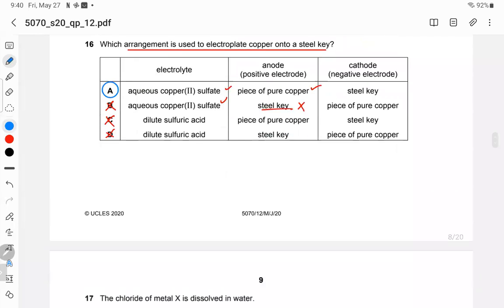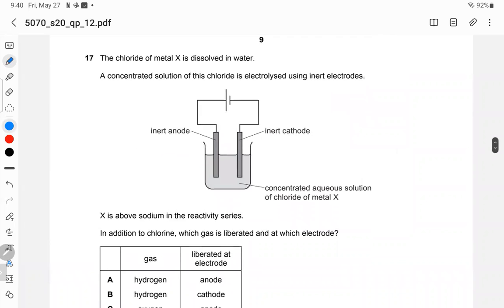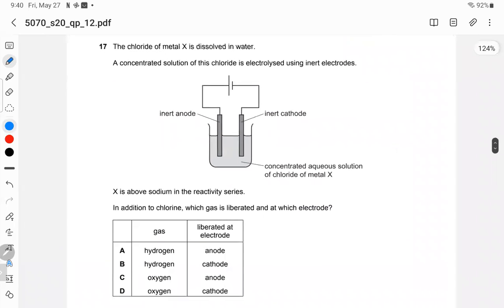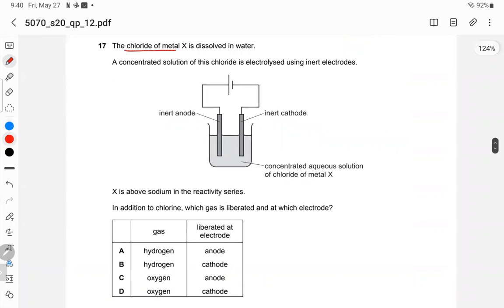Yes, very good, Variza. Now question number 17. The chloride of metal X is dissolved in water. Okay. The concentrated solution of this chloride is electrolyzed using inert electrodes. Okay. X is above sodium in the reactivity series. उन्होंने X बता दिया कि जो भी X है वो सोडियम से above है, reactivity series में। In addition to chlorine, which gas is liberated at which electrode? हाइड्रोजन एट कैथोड। Hydrogen at cathode.